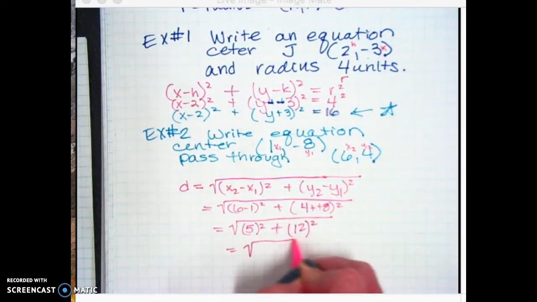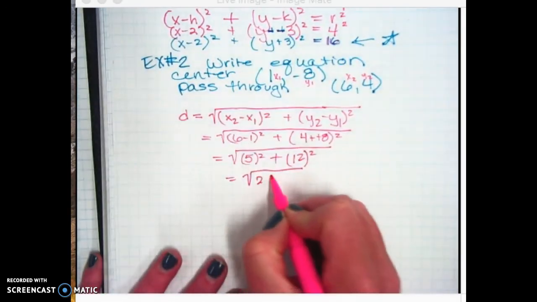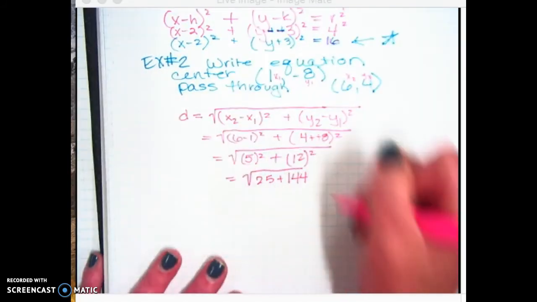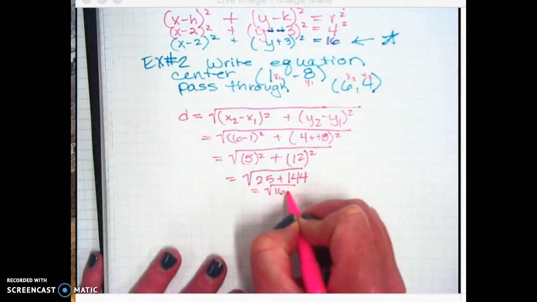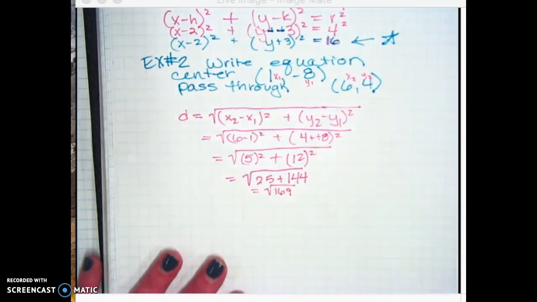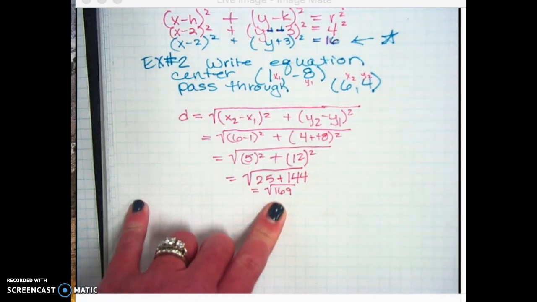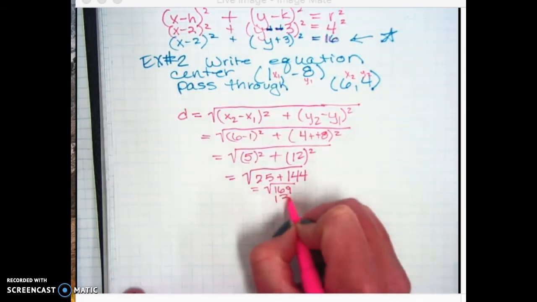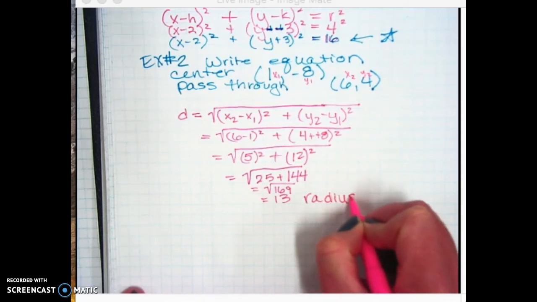And we can simplify this even more. 5 squared is what? 25. And 12 squared is 144. So take your calculator, add those 2 together. You should get the square root of 169. We like 169. Why? Because it's a perfect square, right? It's not going to get us some weird decimal. What's the square root of 169? 13. So that means that 13 is our radius.